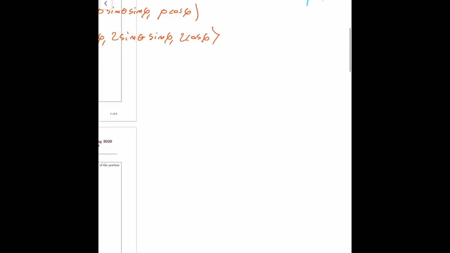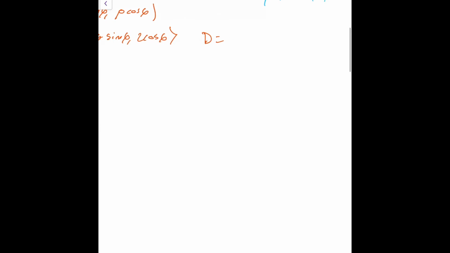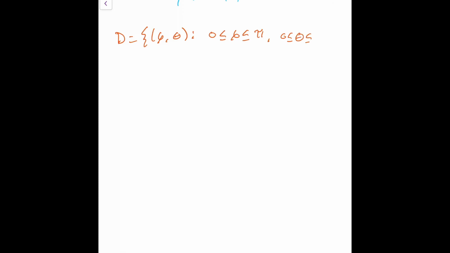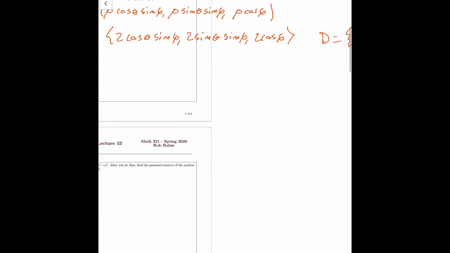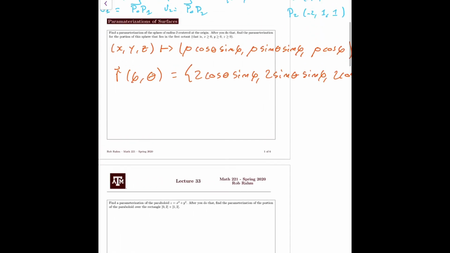And here, the parameter domain consists of the values that theta and phi are allowed to take. So D is equal to the set of all phi and theta where phi goes from 0 to pi, remember, by definition, and theta goes from 0 to 2 pi. That is the answer to the first part of the question.